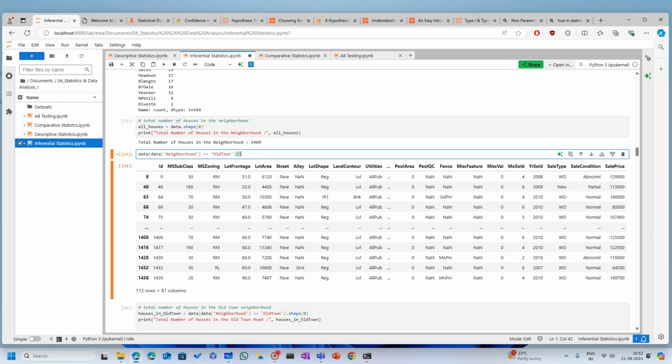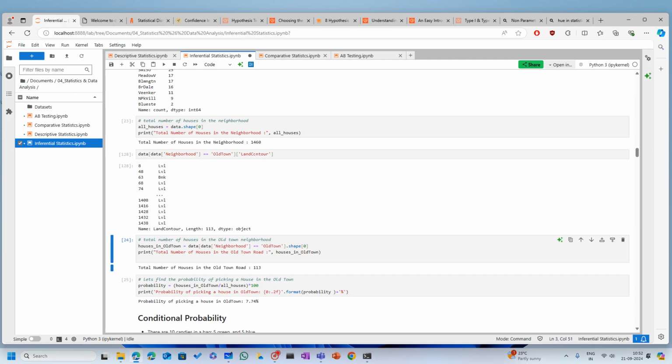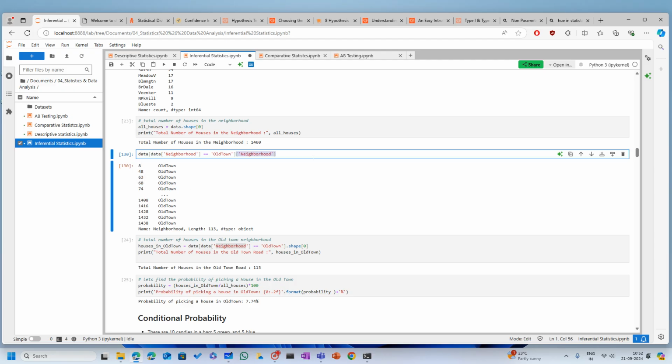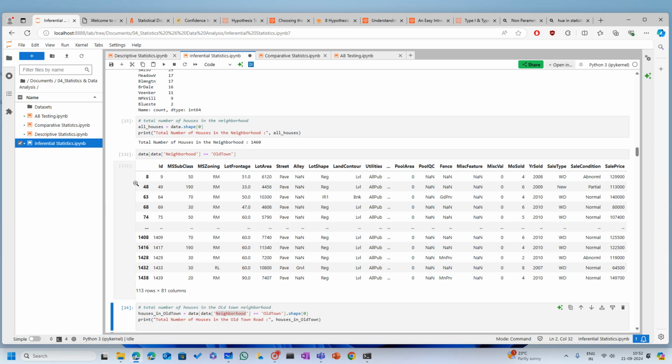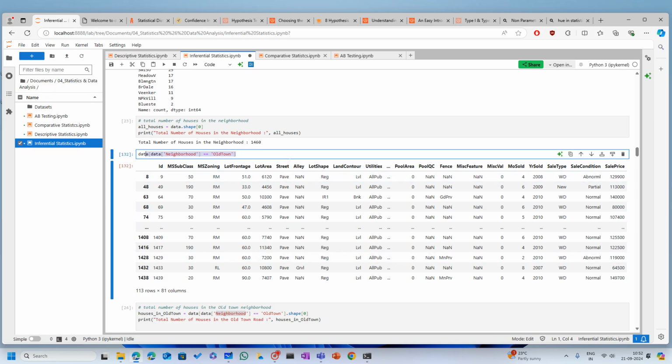Out of this, you want to choose, let's say, land contour. Yeah, you get the land contour. So if you want only neighborhood, you get only neighborhood here. Likewise, you got all the Old Town values. Notice the rows where Old Town was available. Out of all these values, it has chosen the neighborhood wherever the neighborhood is Old Town.